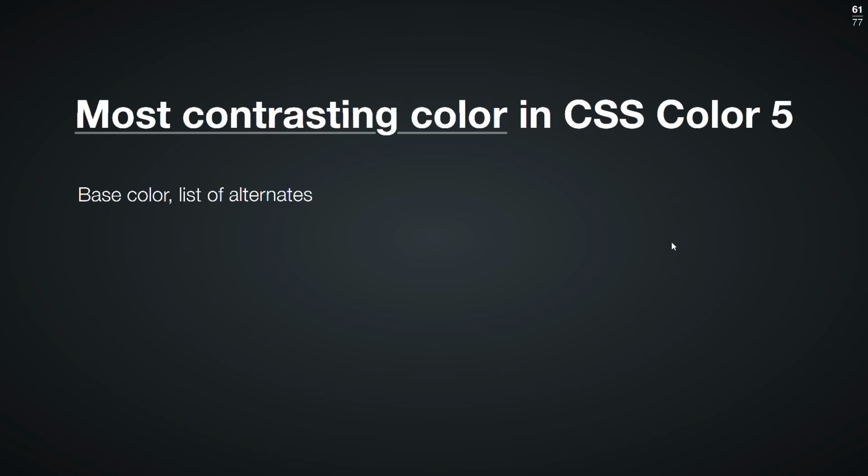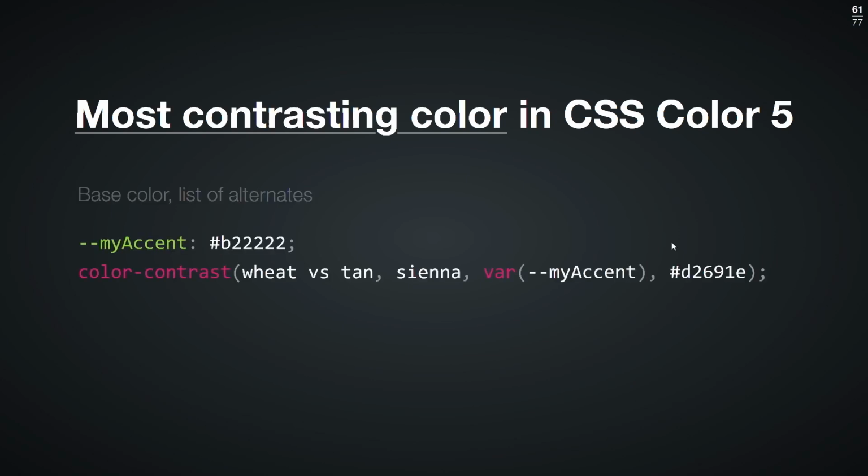Okay, Rachel also mentioned this one, contrasting colors. You start with a base color and a list, and it finds the most contrasting one. So here's an example. We pick wheat as our color. It could be the text color or the background color, we don't care. And you give a list of other colors you want to use with it, and it picks the best one.